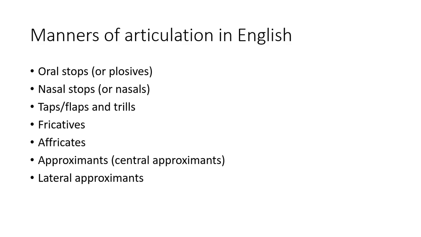We have fricatives in English, so those hissy sounds like th and th and s and sh. We have affricates. There are only two affricates in English, and they are ch and j, as in church and judge. They are unusual because they're two sounds essentially combined. So they are a stop followed by a fricative. And we'll come on to that in the seminars and talk about why they are a particular distinct manner of articulation. We have approximants.